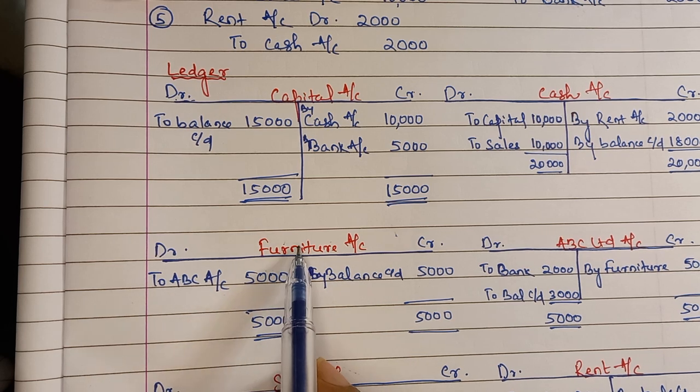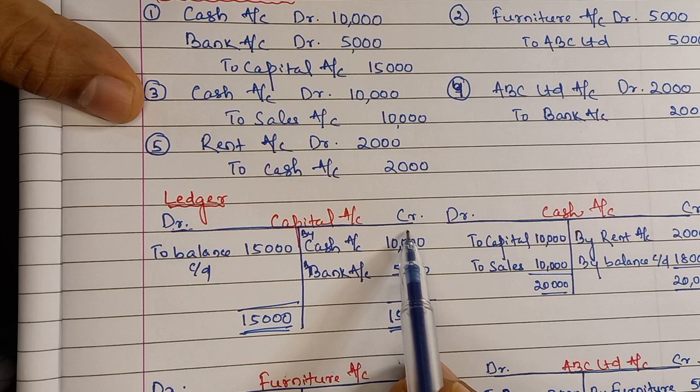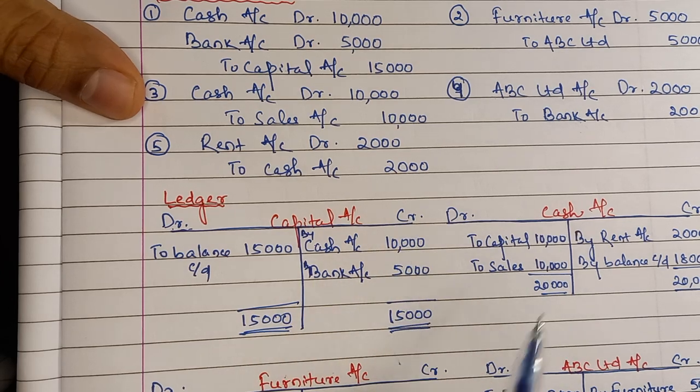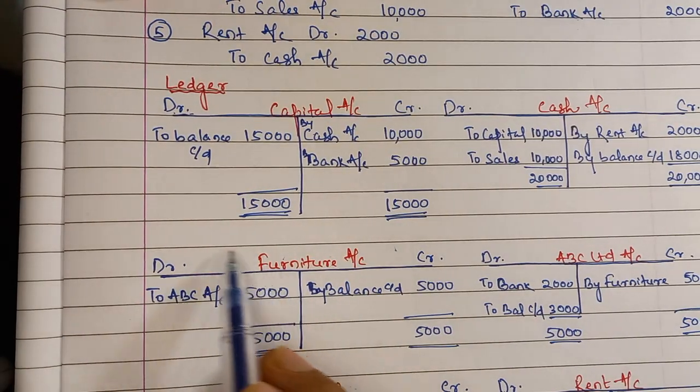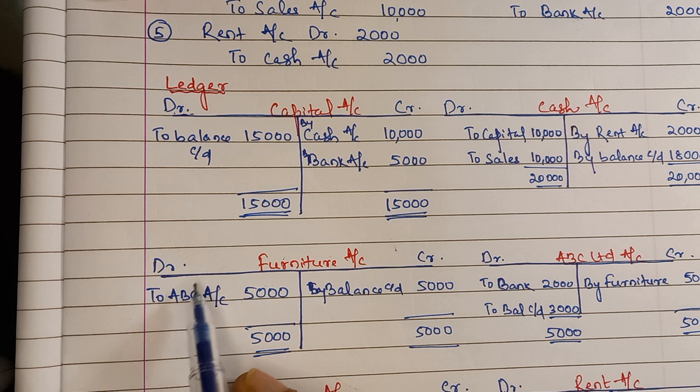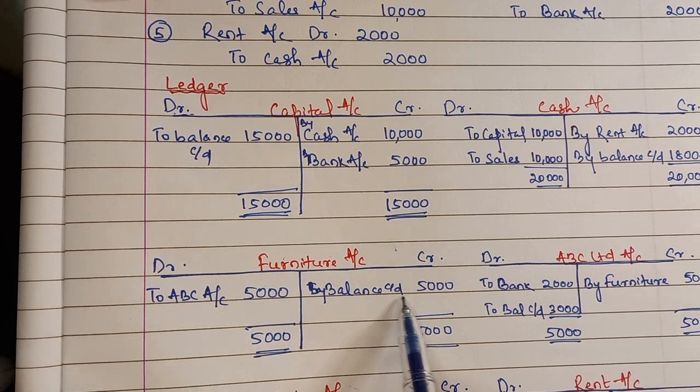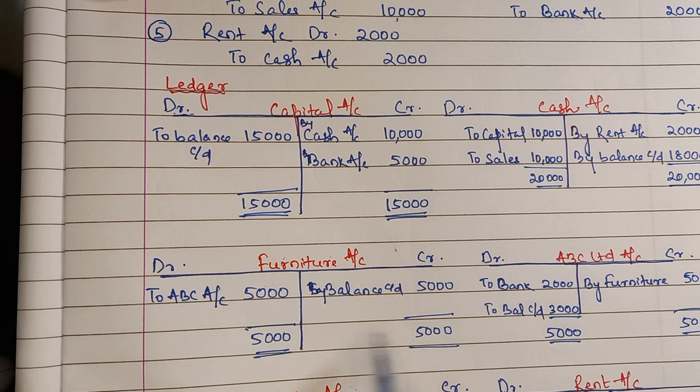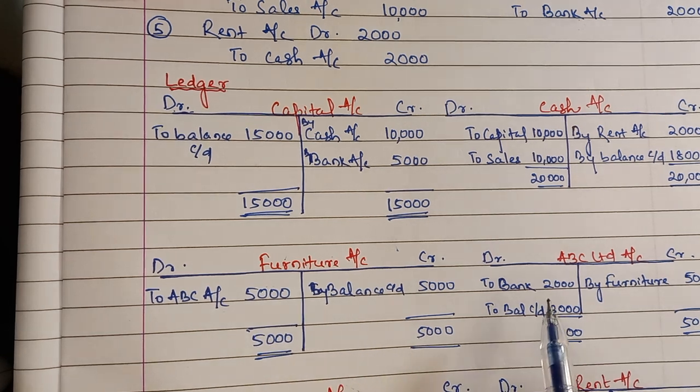Correct. Furniture account debited. Here it was cash and bank credited. So you have to go with that symbol, so it will be easy for you to remember which area or which side to write. So to ABC Limited 5,000 and by balance carried forward 5,000, right? Because you have to tally 5,000.